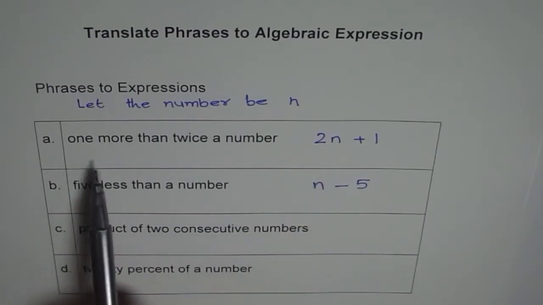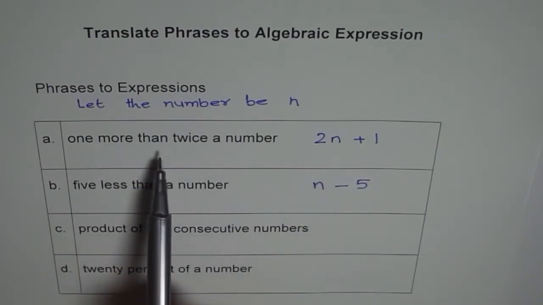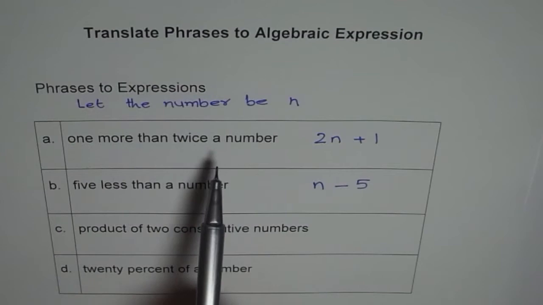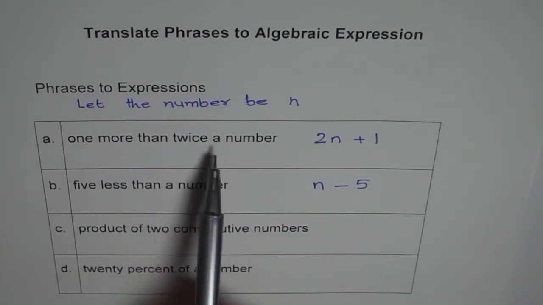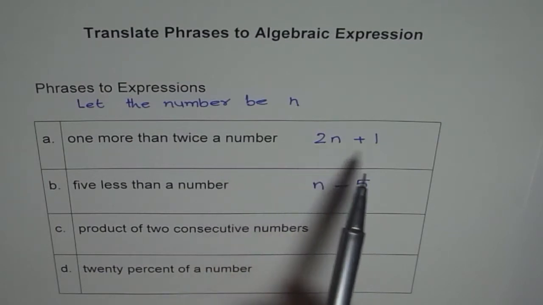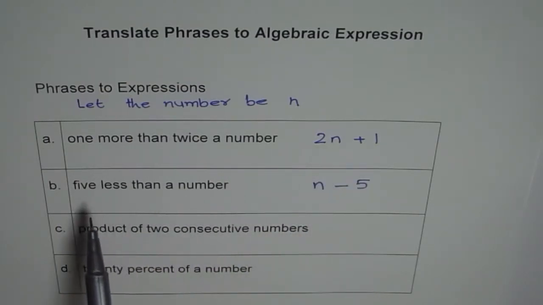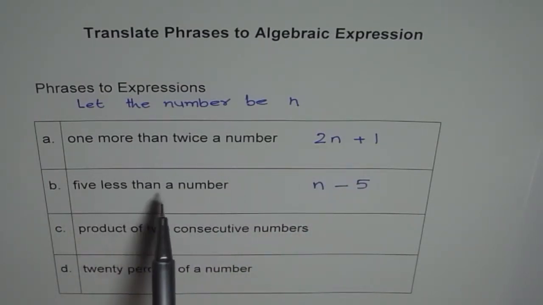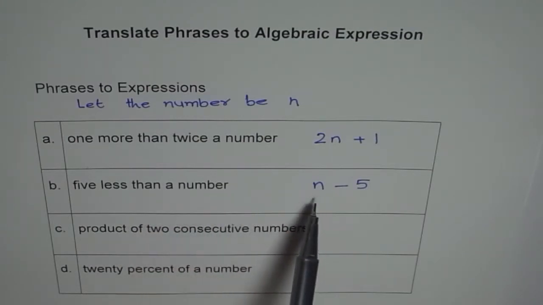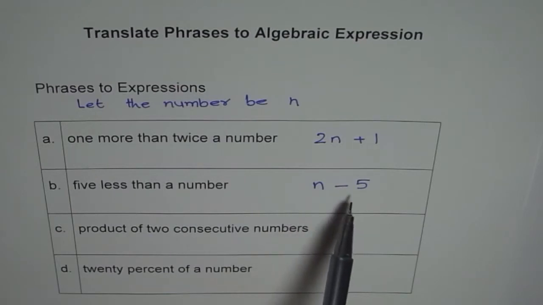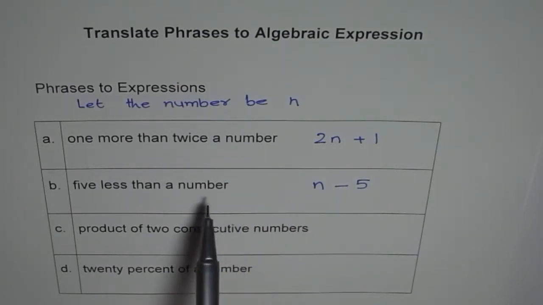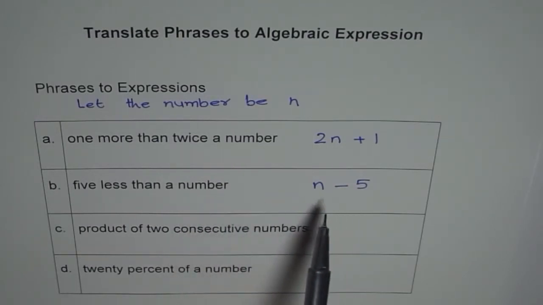So whenever you are comparing using the word than, you should see which is the main thing here, okay? So the main thing here is twice a number. So add 1 to twice a number. Here, 5 less than a number. So write number minus 5. Do you understand? 5 less than a number. That is how you're going to read it, okay? So be careful because so many times students get this wrong, right?